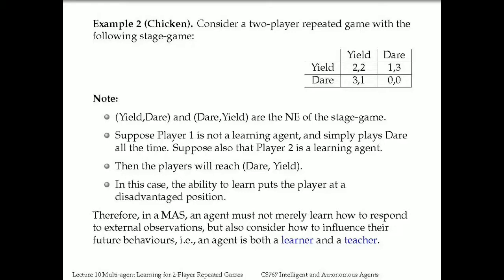So the ability to learn really doesn't help player 2 too much in this sense, right? So in conclusion, I'm not actually making any concrete claims for now, but I want to use these two examples to illustrate that there are some profound challenges to the whole issue of multi-agent learning. In particular, an agent should consider how to influence the future behavior of the opponents, as well as how the opponent will influence themselves. So the agent is both a learner and a teacher at the same time.